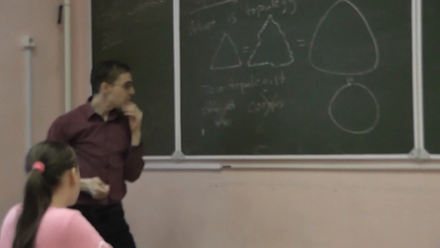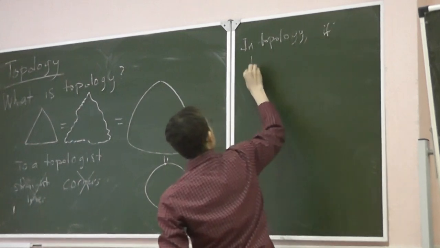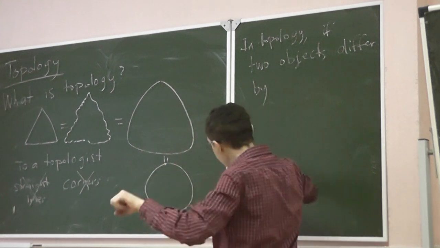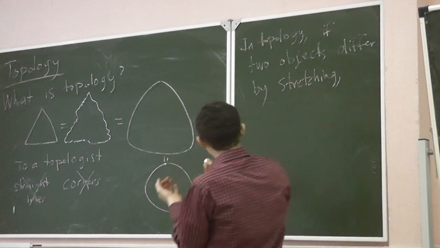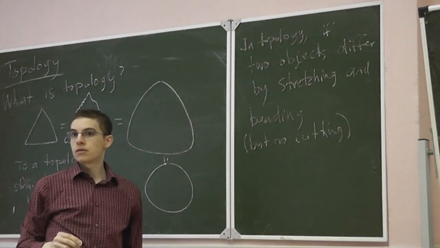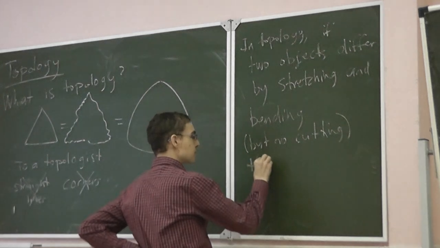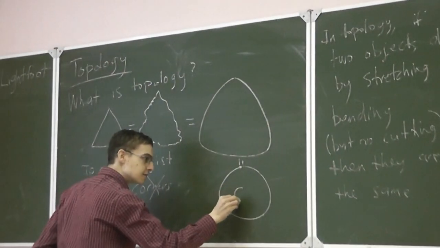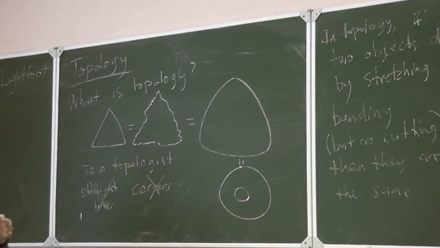Okay. So in topology, if two objects differ by stretching and bending, but no cutting, then they're the same. Bending, stretching, cutting is not allowed. For example, the circle is the same as this little circle. Just shrink down the circle. Imagine it's a very malleable material.